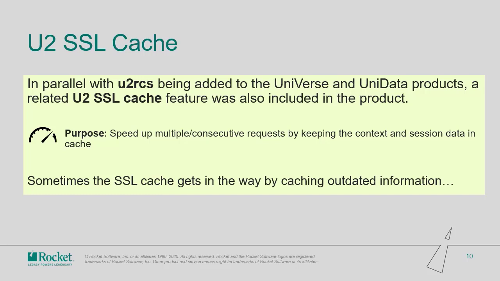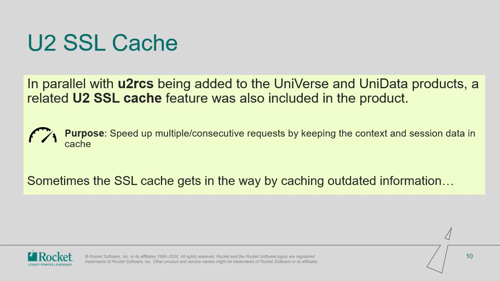So 11.2 for Universe, 8.1 for Unidata. Purpose there was just to speed up multiple or consecutive requests by keeping context and session data in cache. There are some problems with that on occasion. It can get in the way every now and then. It can cache an expired certificate that was in the U2 RCS despite it already being replaced.